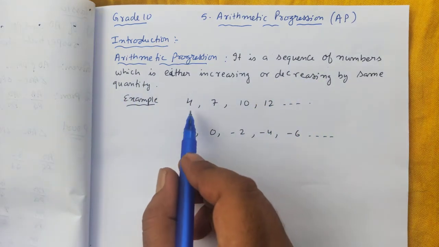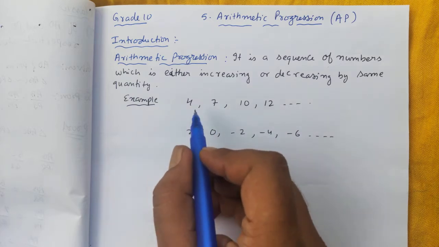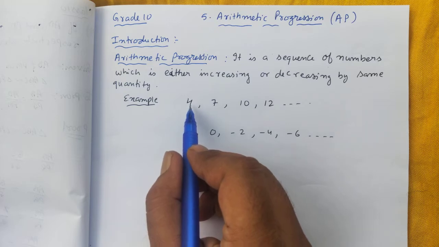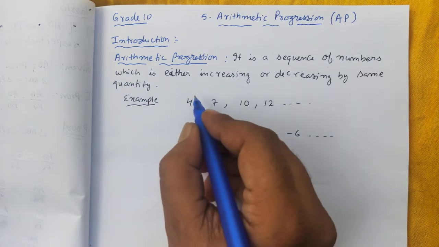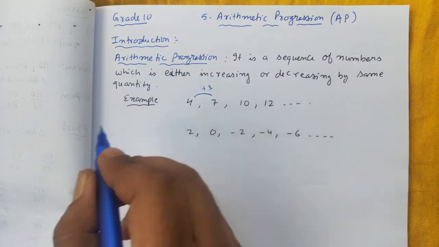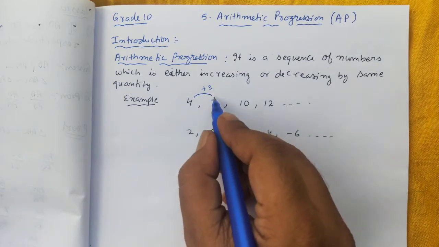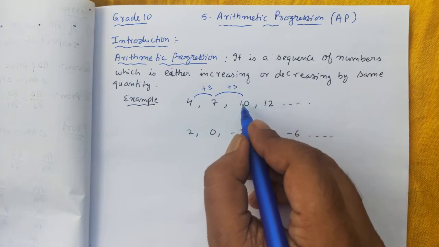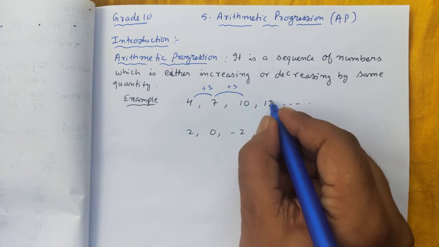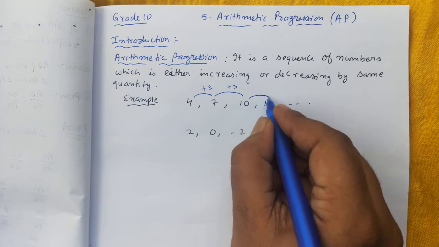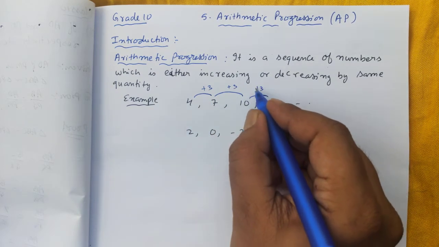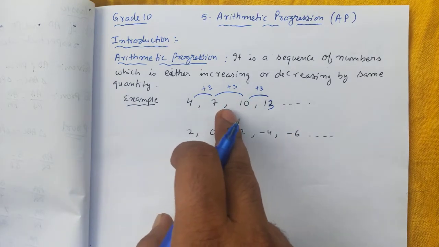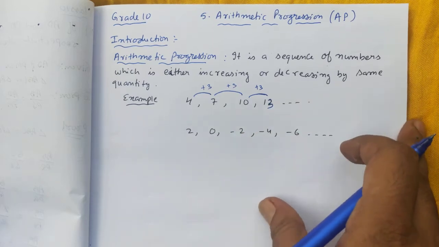For example, this is a series of a number sequence. Let's see whether it is increasing or decreasing by the same quantity or not. Now 4 to 7, if you count, it is increasing by 3. 7, 8, 9, 10, again increasing by 3. 10, 11, 12, 13, increasing by 3. So this can be called arithmetic progression because they are increasing by 3 and it goes on.